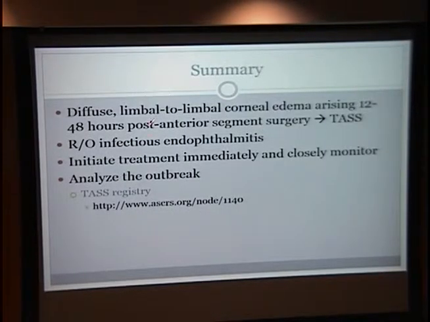So in summary, if you see a patient with diffuse limbal to limbal corneal edema arising 12 to 48 hours post anterior segment surgery, think of TASS. However, it's imperative to rule out infectious endophthalmitis and also initiate treatment immediately and monitor closely for any progression of the disease. And also, it's important to analyze the outbreak.